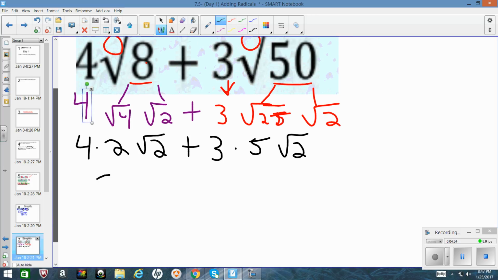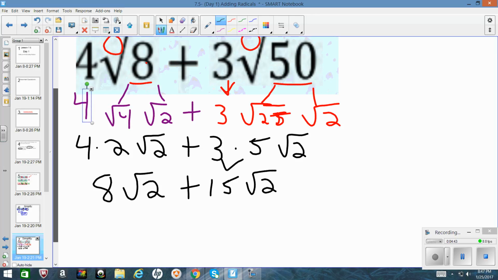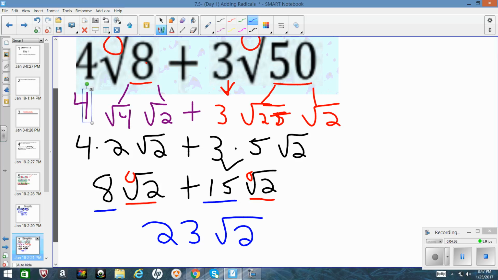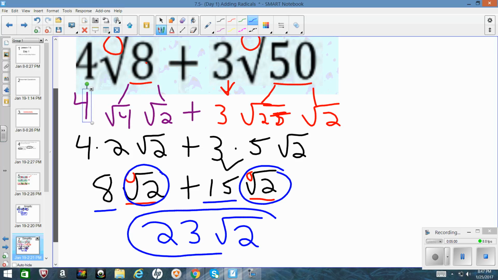Well, 4 times 2 is going to give me 8. Square root of 2 plus 3 times 5 is going to give me 15 square root of 2. Well, now if I look at it, indexes are the same, radicands are the same, so I can add 8 and 15, which would give me 23, and then I would still have the square root of 2 because the index and radicand stay the same. So my final answer would be 23 square root of 2.